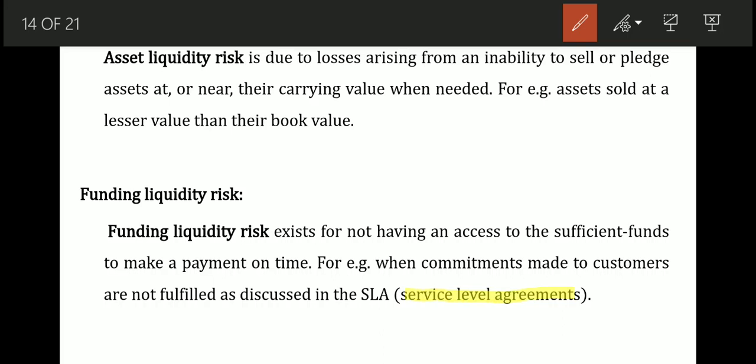So here, if the company is not able to fulfill the customer needs as discussed in the service level agreement, that will lead to a loss in the worthiness of that company, and the same customer is not going to invest in the company again. This is funding liquidity risk.